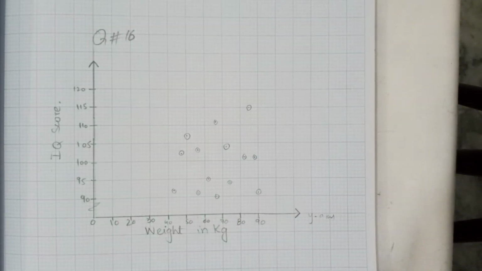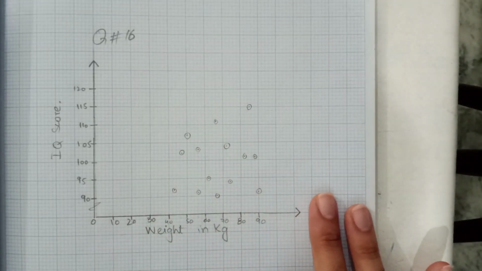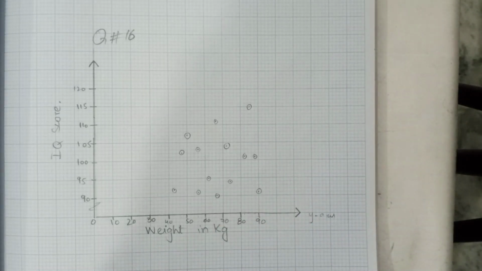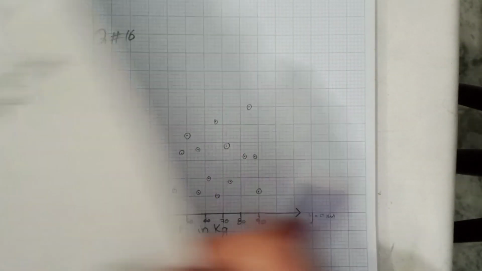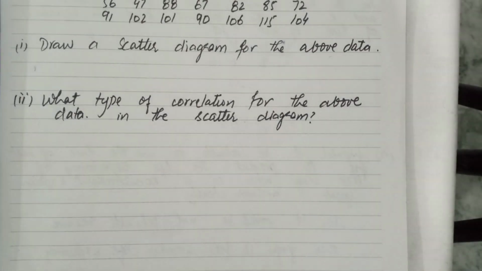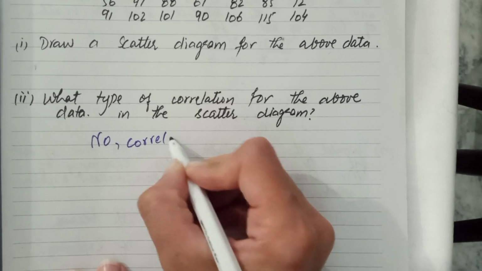Now students, this is a scatter diagram for weight in kilograms and IQ score. If we observe this scatter diagram, there is no correlation in it. We can't draw a line. We can observe it clearly. In part number 2, what type of correlation for the above data in the scatter diagram? We observe in this diagram that there is no correlation. That's why the answer is no correlation for the above data.